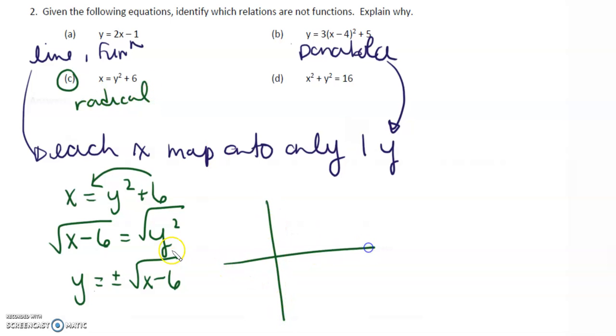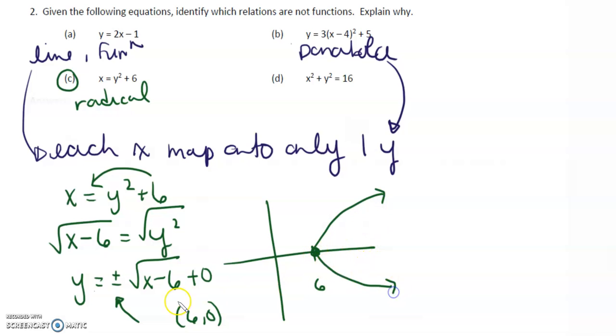But because we actually had to rearrange and root it, we have to take into account both the plus and the minus. Okay, so if this had a plus 0 here, our pretend vertex would occur at 6, 0. So say 6, 0. And we would take into account both the normal root, but then also the reflected one, which is like the negative one. So this is positive root x minus 6. And this is the reflected root x minus 6. So technically this is not a function.